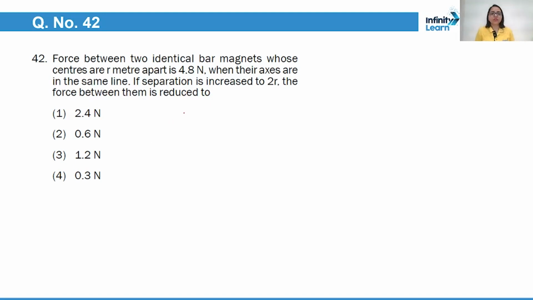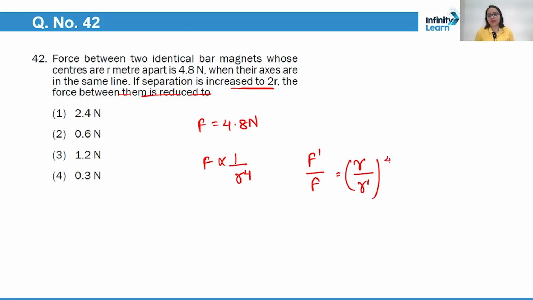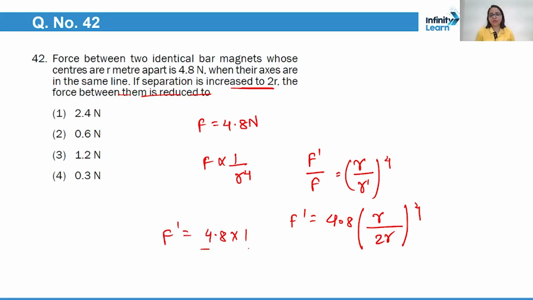Question number 42. The force between two identical bar magnets whose centers are r meter apart is 4.8 Newton when their axes are in the same line. If the separation is increased to 2r, the force between them is reduced to. So force is inversely proportional to r power 4. So you can write F dash upon F equals r upon r dash power 4. Right. So over here F dash is F, which is 4.8, into r divided by r dash, which is 2r, power 4. So F dash is 4.8 into 1 by 2 into 2 into 2 into 2. So this will be 16. So this is 0.3 Newton. Right. So correct answer is option 4.